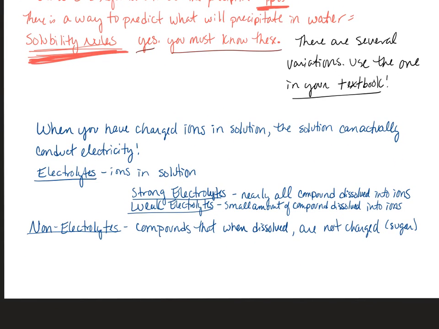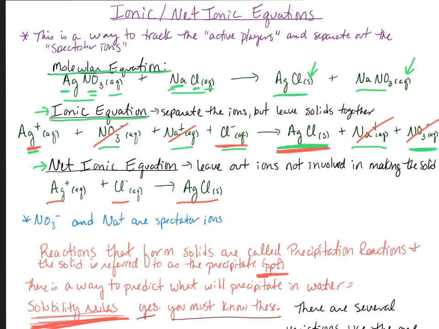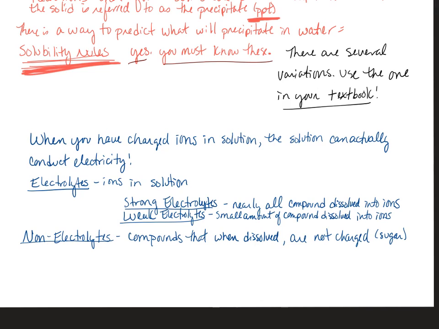One little point else that we should talk about. When you have charged ions in solution, like all the stuff that's got a charge up here in the ionic equation, those, if you put them into solution, can actually conduct electricity. Super cool to watch a light bulb light up when you have just basically a light bulb in the water. Strong electrolytes are things that nearly dissolve into ions completely. In other words, instead of sticking together like this, they separate into something positive and something negative.